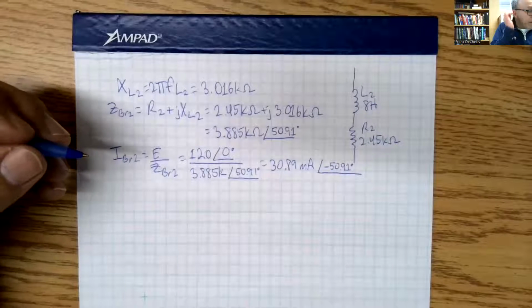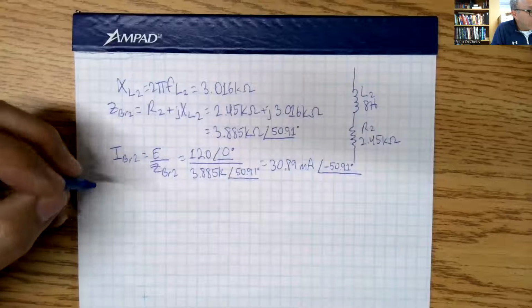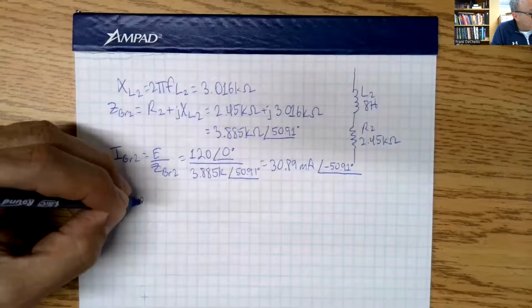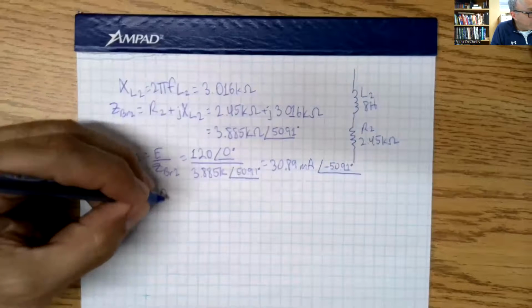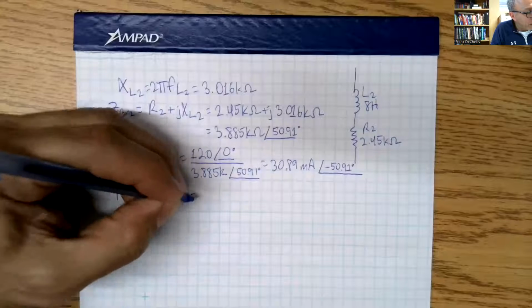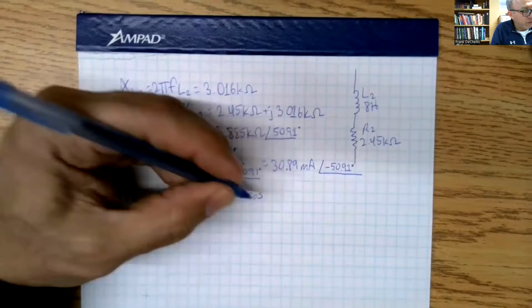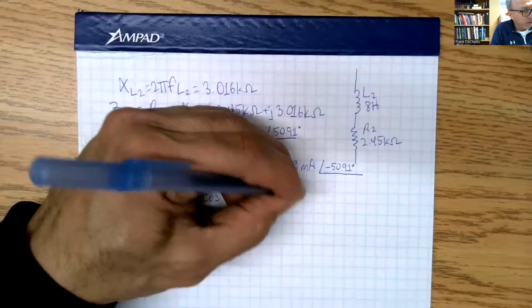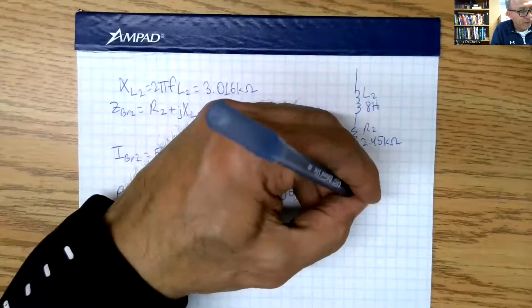So let's start getting all of our power values. The power factor of branch 2 without correction is 0.63. We got that by doing cos theta, which was cos of 50.91, and that equals 0.63 lagging.